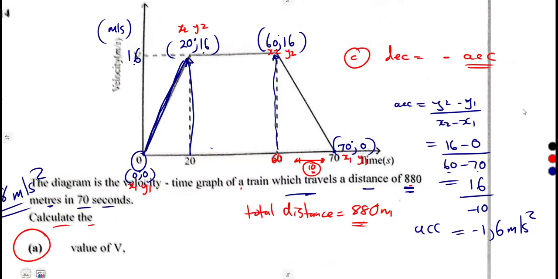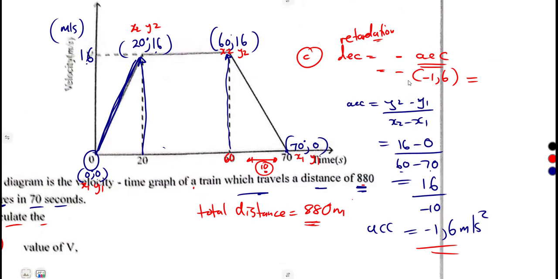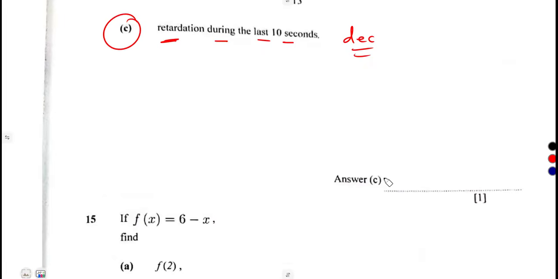This is acceleration, but the question is asking us to find the retardation, or deceleration, which is the negative of the acceleration that you obtained, negative 1.6. So negative of that is going to give us a positive. Negative times negative is positive 1.6 meters per square second. So that is your retardation here, 1.6 meters per square second as a positive. All right, just like that.